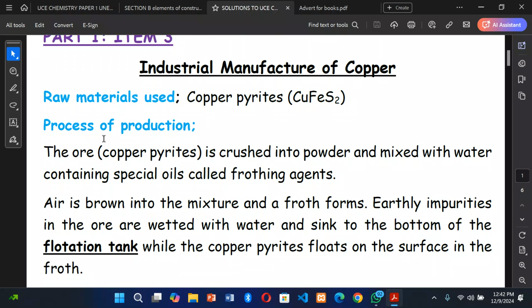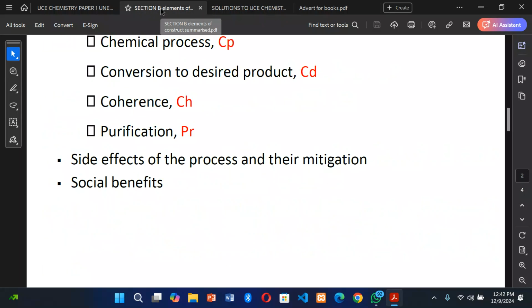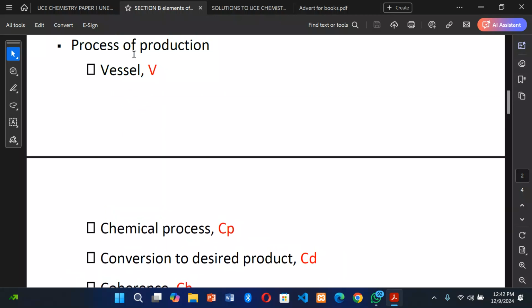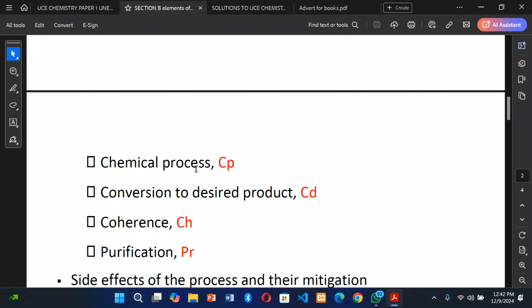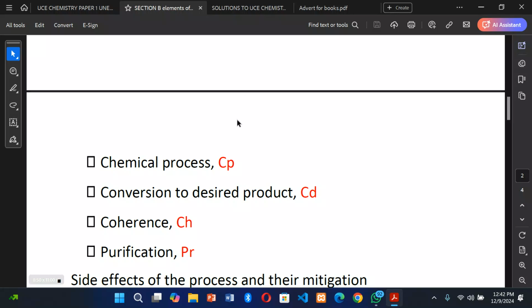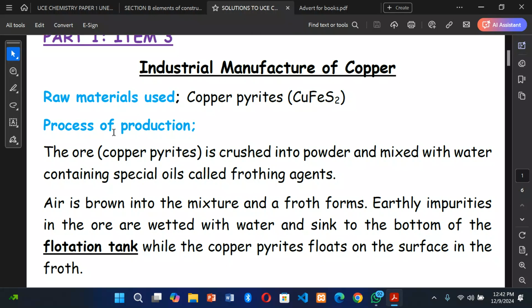Then from there, we now talk about the process of production. Now, in the process of production, we looked at the things that we need to talk about: we need to talk about the vessel, we need to talk about the chemical process, we need to talk about conversion to desired products, we need to talk about coherence, and also the purification. The coherence, we said, is the logical flow. So let's start direct with the process of production.